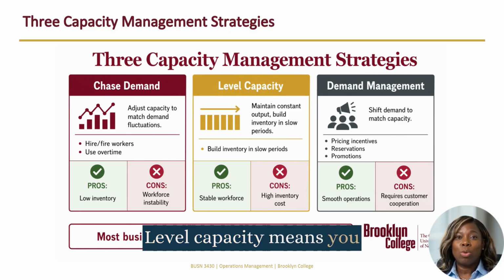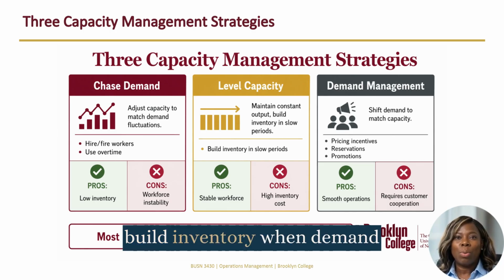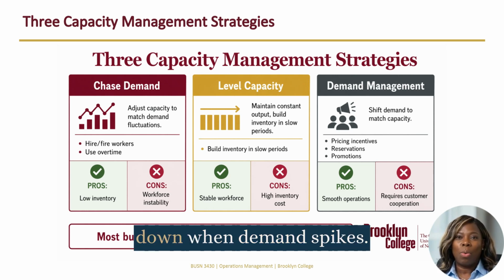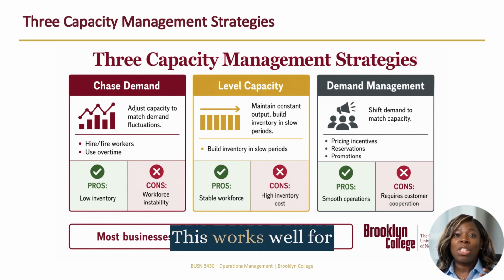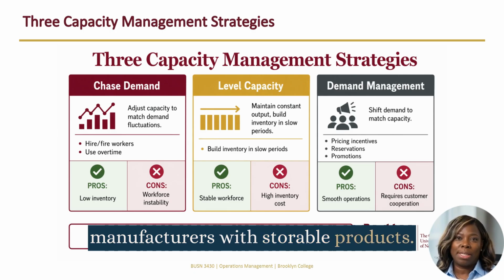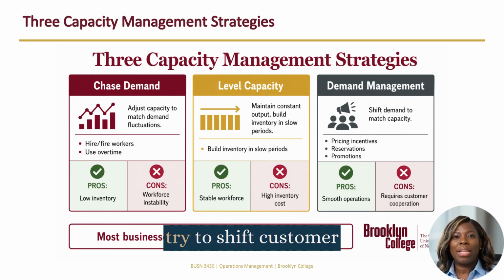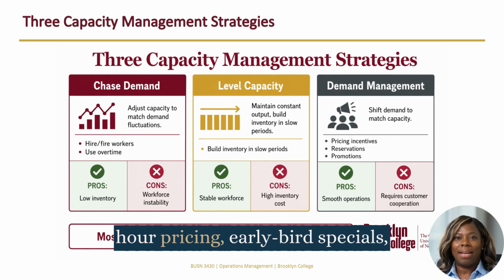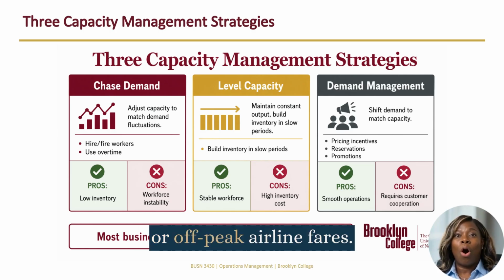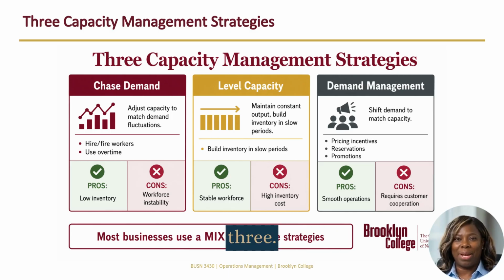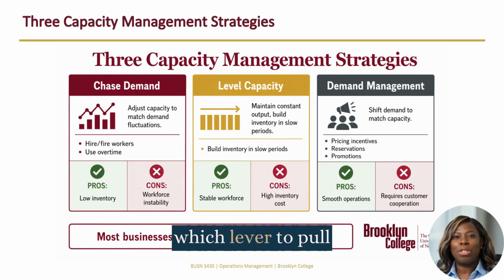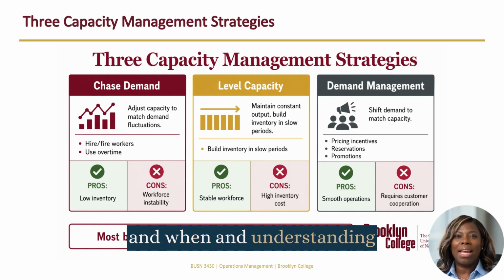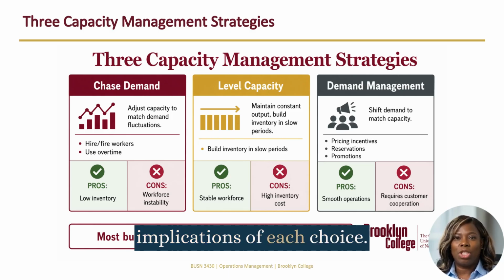Level capacity means you maintain a constant output rate regardless of demand. Build inventory when demand is low, draw it down when demand spikes. This works well for manufacturers with storable products. Demand management means you try to shift customer demand to match your capacity. Think of happy hour pricing, early bird specials, or off-peak airline fares. Most real businesses use a combination of all 3. The key is knowing which lever to pull and when, and understanding the cost and human implications of each choice.